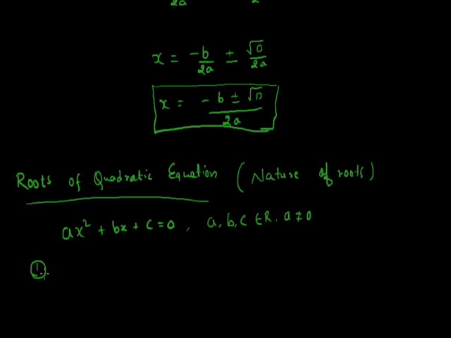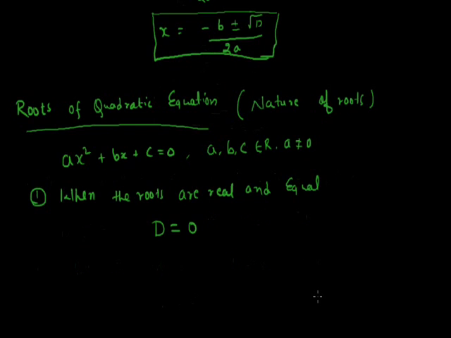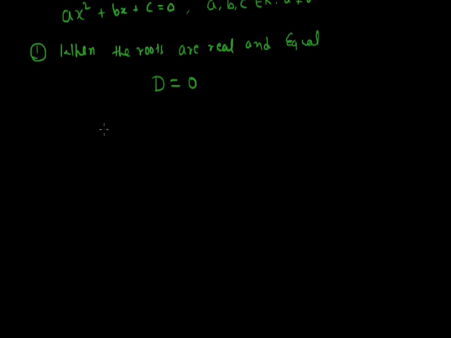Now we are taking the first case, when the roots are real and equal. Now when the roots are real and equal, then the discriminant d, which is b square minus 4ac, will decide the nature of the roots of the quadratic equation. So when the roots are real and equal, then d will be equal to 0, or we can say b square minus 4ac will be equal to 0.